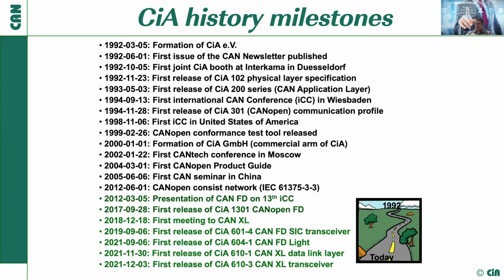And we see that the work on the specifications has not stopped. We see there a very vivid activity at the end of the slide, where we see here that CAN FD, the CAN with flexible data rate, was presented at the International CAN Conference in March 2012, and that we had a working group that thought about how to run CANopen on this new data link layer, CAN FD. The release was then in 2017, the first version of CiA 1301, the CANopen with flexible data rate.